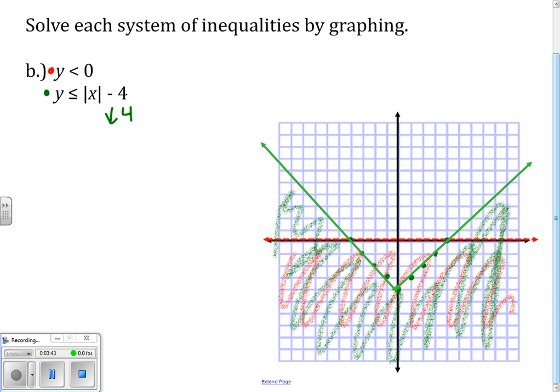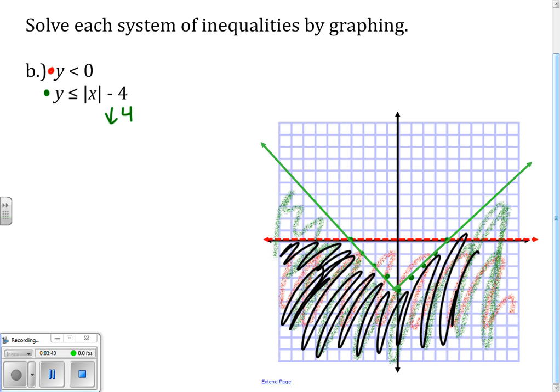So you should find that these intersect below both of them. Oops, went up a little bit too far right there. Let me erase that. Right there, can't be there. So it's everything below the V and below the line. Make sure that whatever color you anticipate to be your final color is darker than the other two.